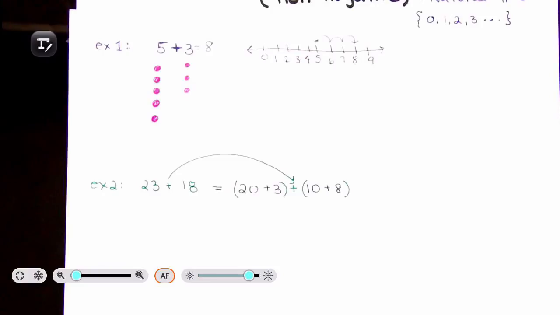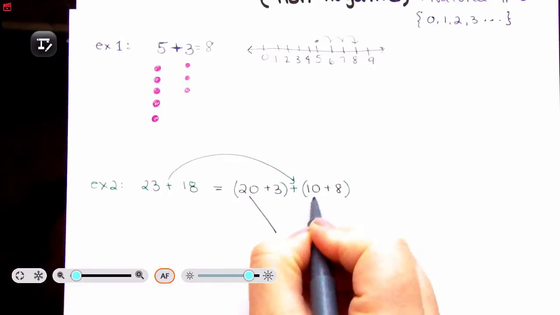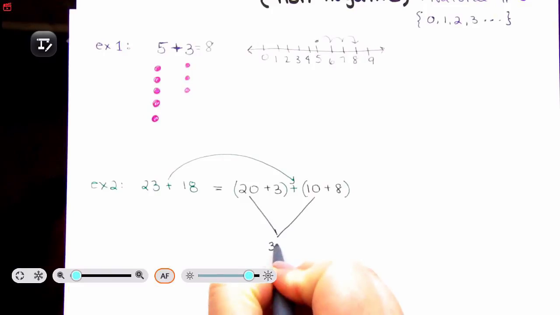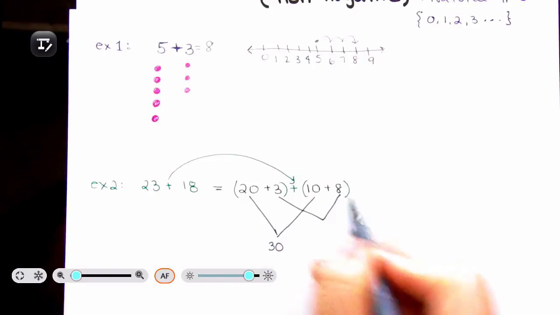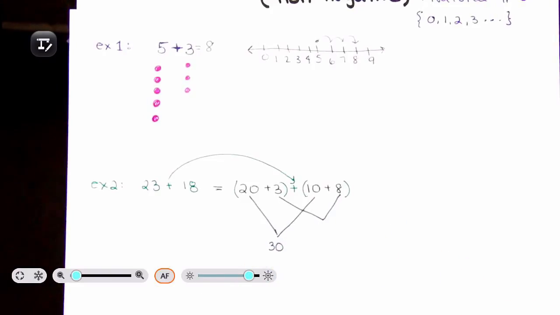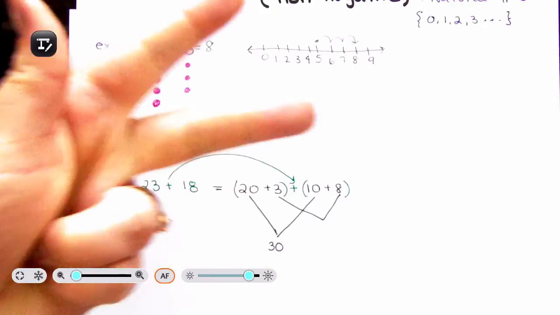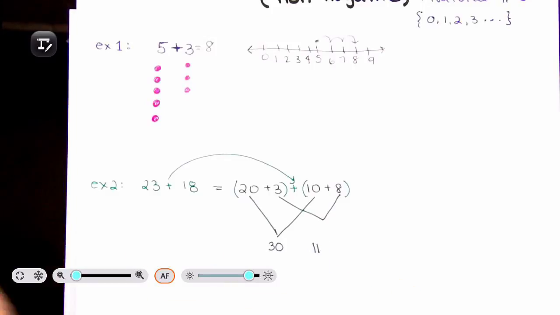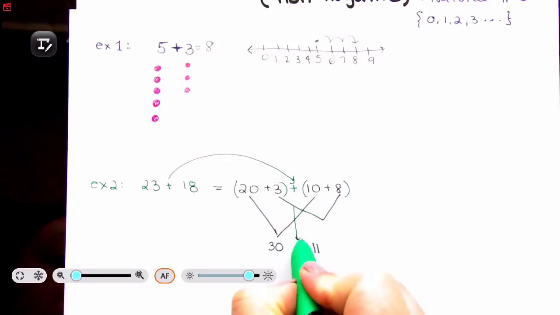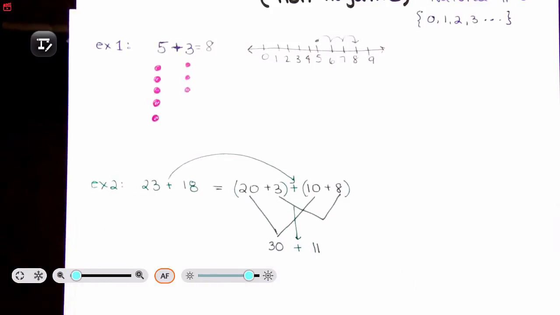So now what I can do is combine different pieces by solving things I do know. For example, I know that 20 and 10, that's 30. I know that 8 and 3, maybe I don't know this. So let's use our fingers. 8, 9, 10, 11. I'm going to bring this one down. So now 30 plus 11, if you know that one already, go ahead and solve it.